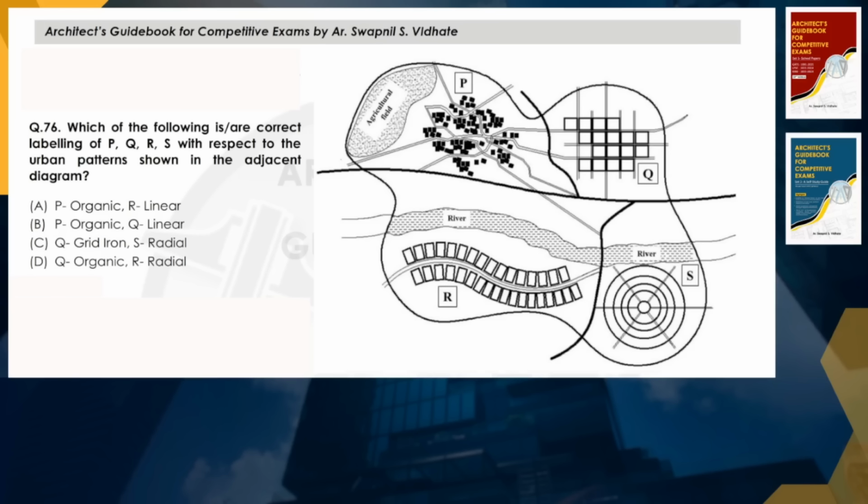Option C, again an easy question: which of the following is or are correct labeling of PQRS with respect to the urban pattern shown in the adjacent diagram?